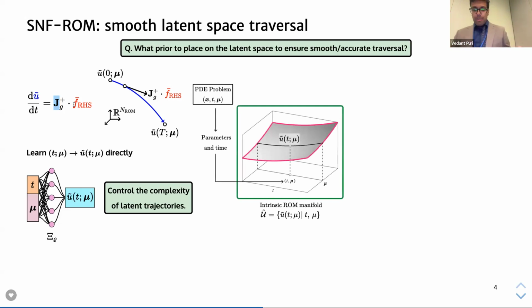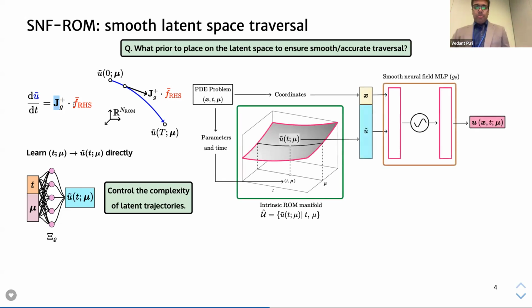Right, so the entire training pipeline is as follows. We have a PDE problem, and we take parameters and time. We take the parameters and time and learn the latent space coordinates. We see that the latent space trajectory is necessarily smooth and continuous because the model Z is only able to approximate smooth and continuous functions. And then we concatenate the latent vector with the spatial coordinates and pass it to the decoder MLP.